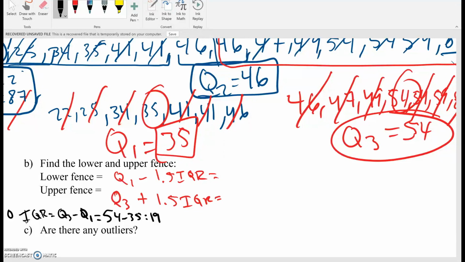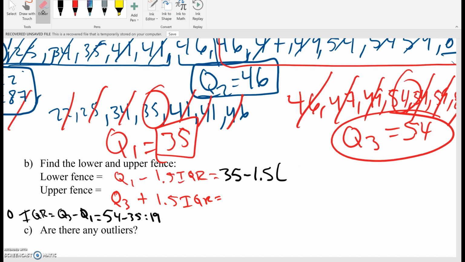So for my lower fence, Q1, which was 35, I'm going to subtract 1.5 multiplied by the IQR, which is 19. Okay, so I messed this up. This should be 19.